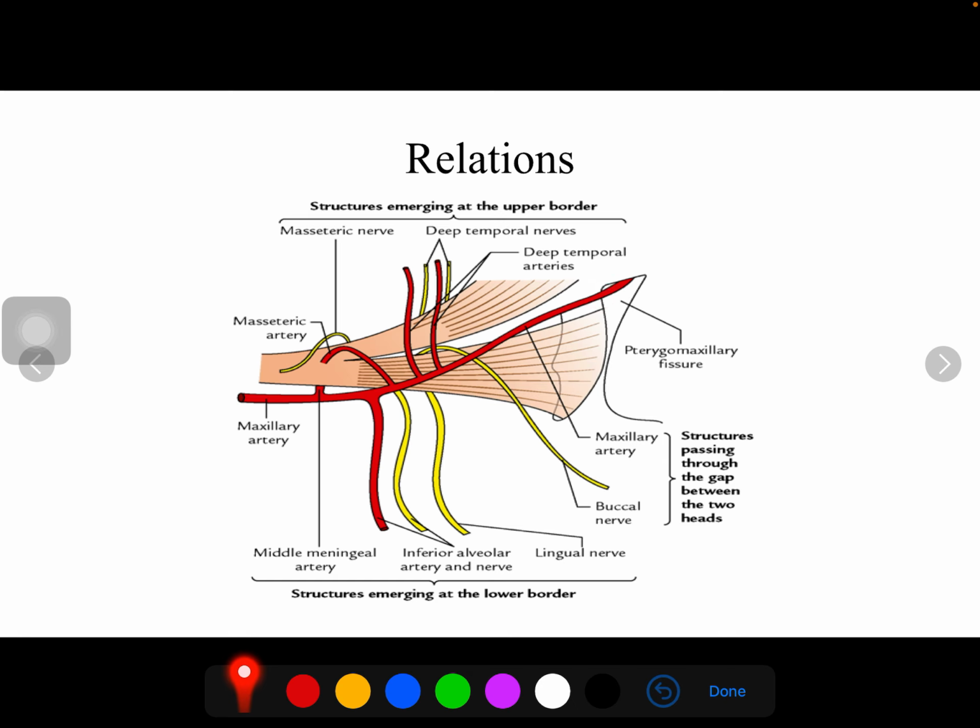The next one, the structures related to the lower margin of the lateral pterygoid muscle. The structures are lingual nerve, inferior alveolar nerve, inferior alveolar vessels emerge, the first part of maxillary artery that runs along the lower margin of the lateral pterygoid muscle, then middle meningeal artery and accessory middle meningeal artery that pass upward and deep to the lower margin. That's all about the three relations of the lateral pterygoid muscle.